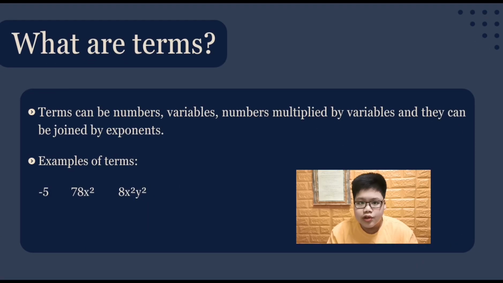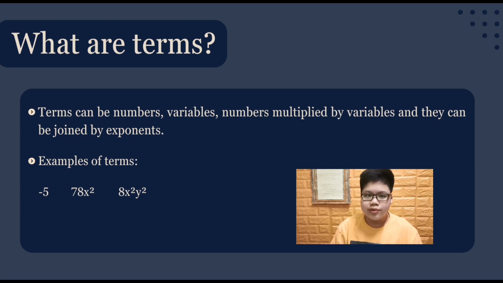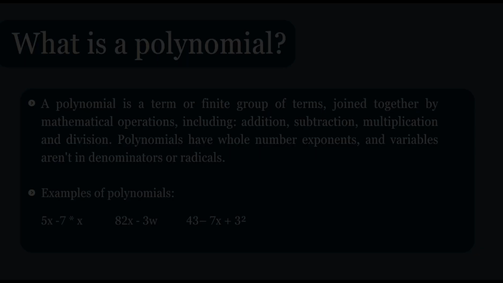So, let's begin. But before that, let me discuss what polynomials are. To discuss polynomials, I have to mention terms. Terms are numbers, variables, and numbers multiplied by one or more variables. Terms can also be joined by an exponent. Examples of terms: -5, 78x squared, 8x squared y squared.